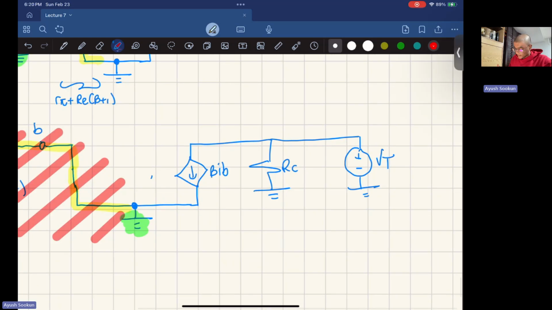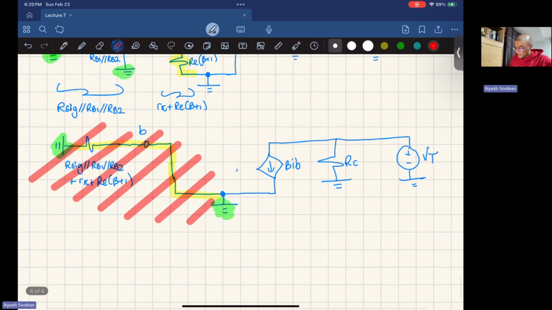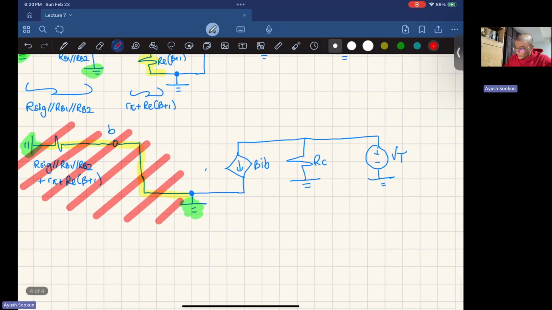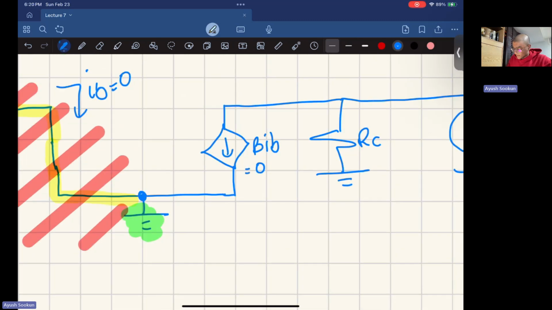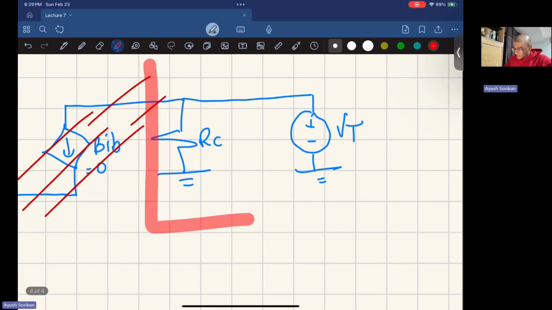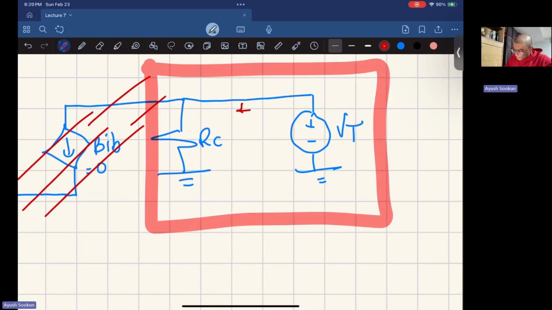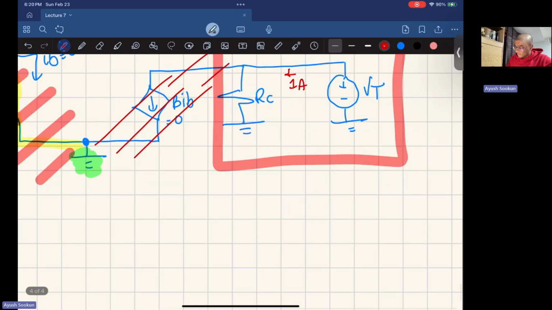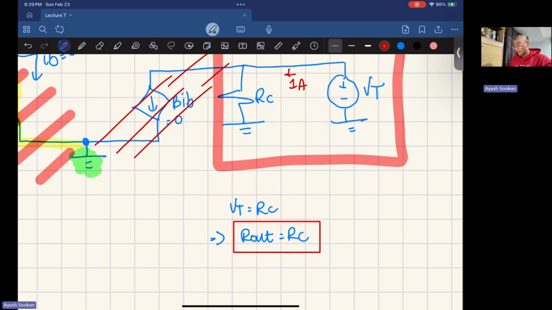So your entire circuit, basically, when a resistor is short-circuited, it just means there's no current flowing through it also, by the way. So this current right here, IB, is equal to 0 because the resistor is short-circuited, okay? So now, if IB is equal to 0, that means this is equal to 0 because it depends on IB. So even this is removed from the circuit, and your entire circuit simplifies down to this. And since you're giving 1 ampere current into the circuit, it just means that VT is equal to RC. And if you find VT, you find your output impedance. That means that R out is equal to RC. And that's my output impedance or output resistance.